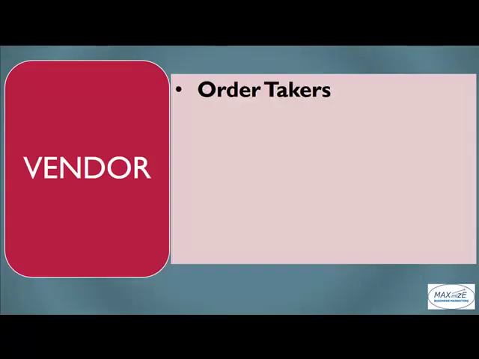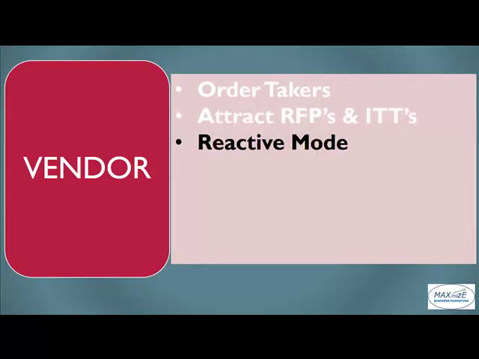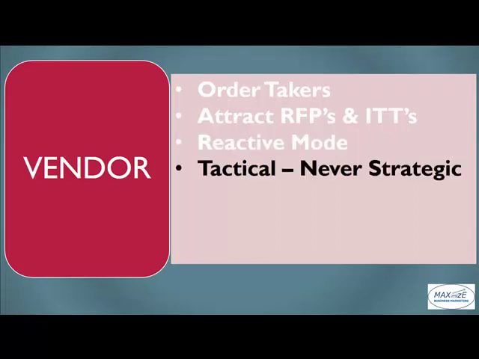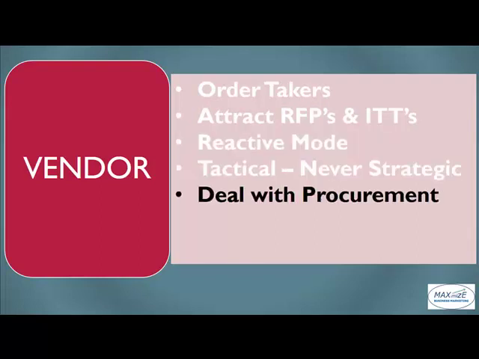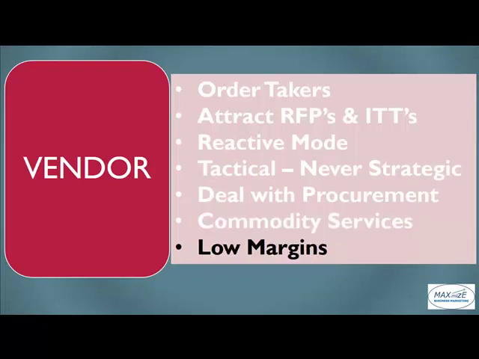So the first one was a vendor. Vendors are basically order takers, okay? They call you. You attract RFPs and ITTs, invitation to tender, those kinds of things. You're mostly in a reactive mode. You're tactical. You're never strategic. You deal with procurement a lot. It's a commodity service you sell, and your margins are very low.